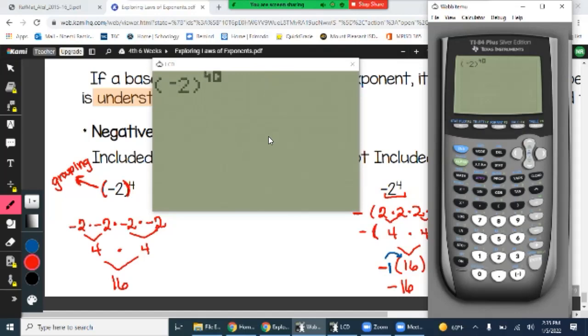So 2 to the power of 4. And notice it gives you that +16. So you avoided having to do this work. And then if I do not include it, -2 to the power of 4, notice we get the -16. So two totally different answers, two totally different situations. Got it? Once again, these are just rules. These are just tools that are going to help you understand the very first part of this.